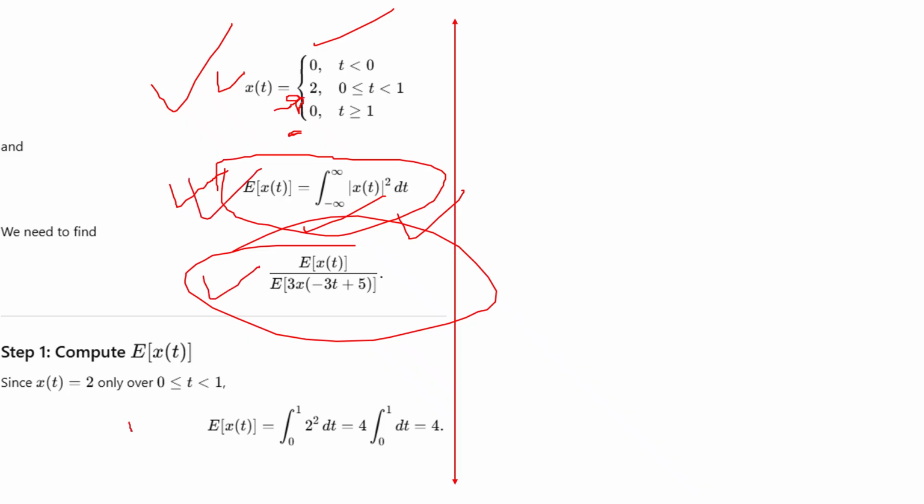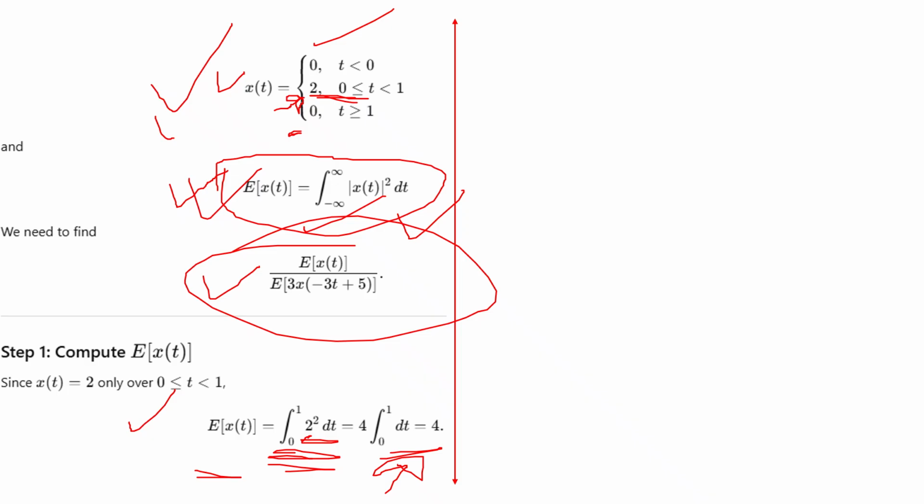So let's find out the energy. First, the energy of x(t). Since the signal x(t) is equal to 2 only, with amplitude 2 only between 0 and 1, and the remaining values are 0. So from 0 to 1, the amplitude is 2. So 2 squared integrated with respect to dt is how much? 2 squared, so finally it will be 4. So the energy for x(t) is 4. We got that from here.